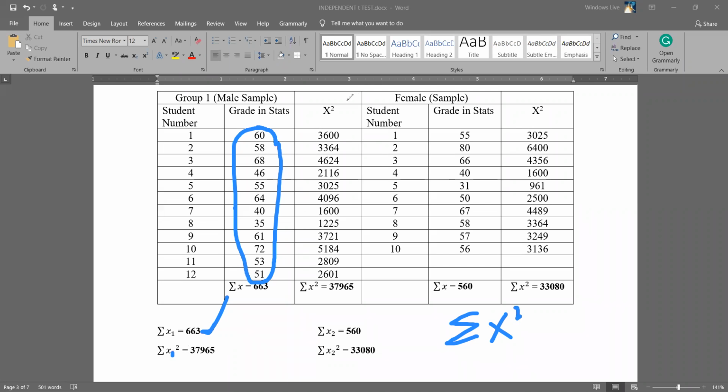So it means you're supposed to find s squared, and that means you're supposed to square the values. 60, 58, you find 60 squared, 58 squared. That's what we've done. After you found them, the next thing is to add the values together, and we've added. You do the same thing for group 2. For group 2, you find sigma x, then you find sigma x squared. So these are the values that we have for group 1 and group 2.